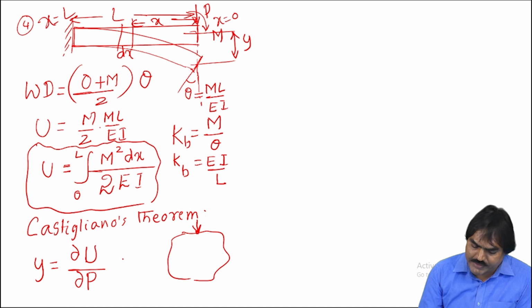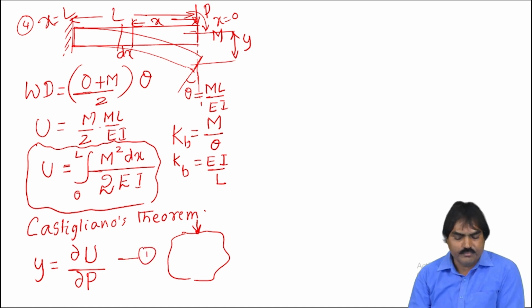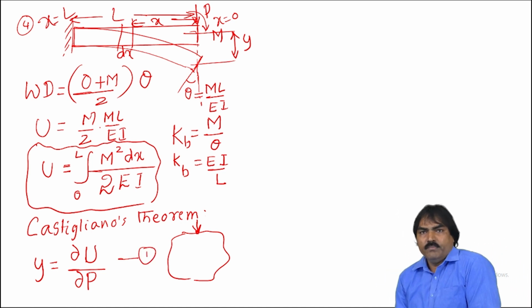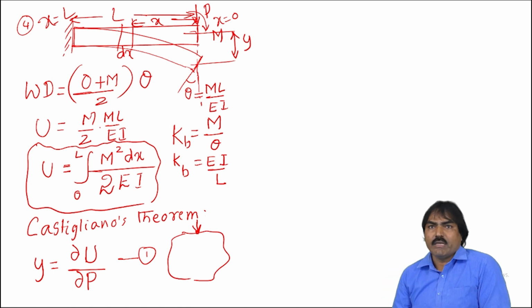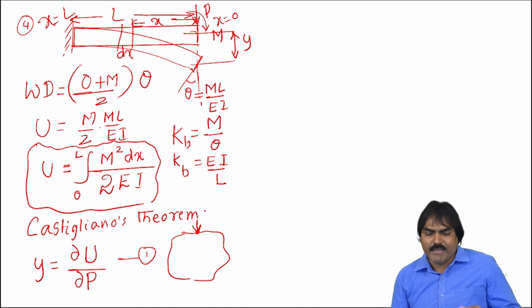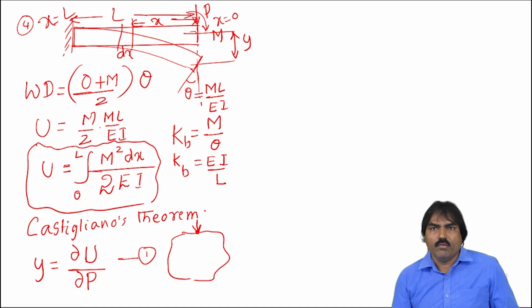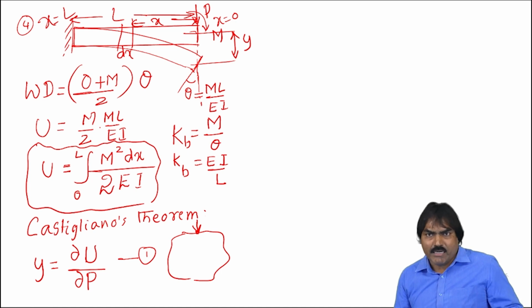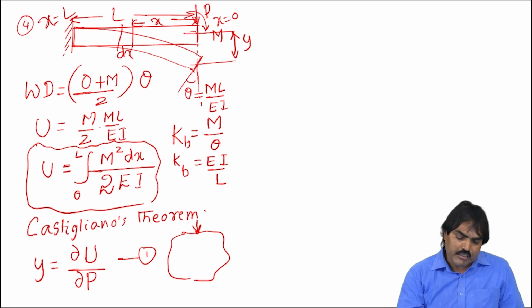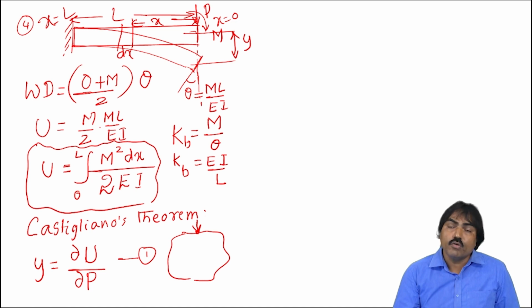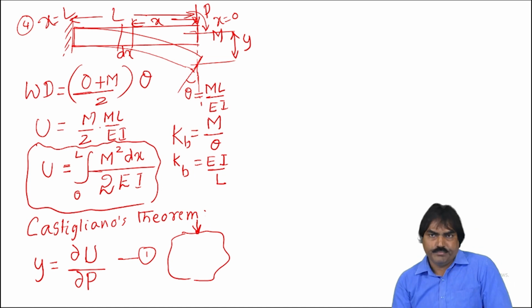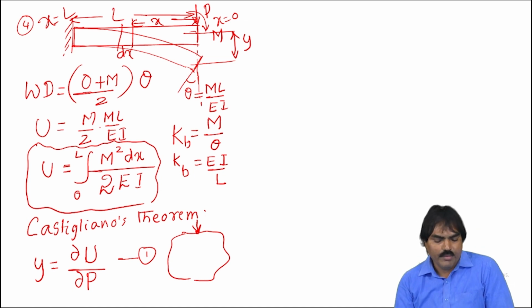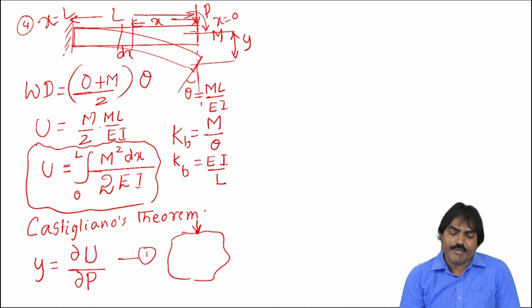This is the first statement given by Castigliano. Remember that. Once we find the total energy stored in the structure, if you want to find the deflection under the load, the deflection under the load is given by the partial derivative of total strain energy with respect to the load at that point. By using this equation, we can find the deflection.